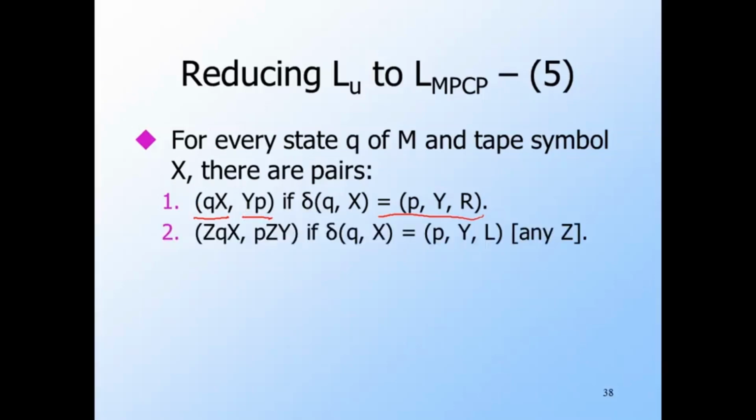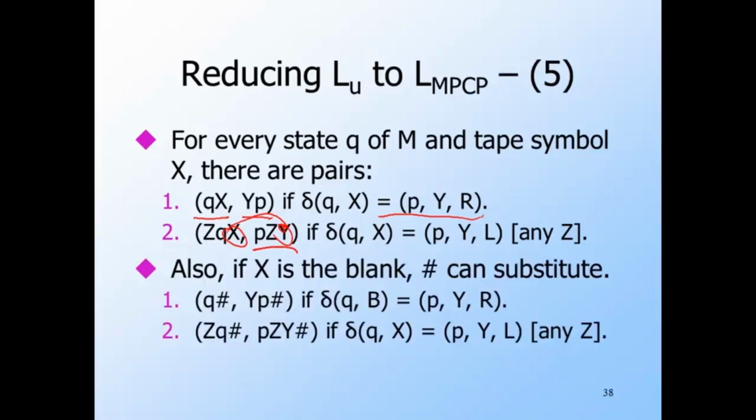And if the move is to the left, then we have a family of pairs, one for each symbol Z that could appear to the left of the state. Note that we arranged that M can never move left from its initial position, so there is no possibility that the state is at the left end of the ID if M moves left. So if the leftward move has state Q and symbol X replaced by state P and symbol Y, then for every Z there is a pair that puts P to the left of the Z and replaces the X by the Y.